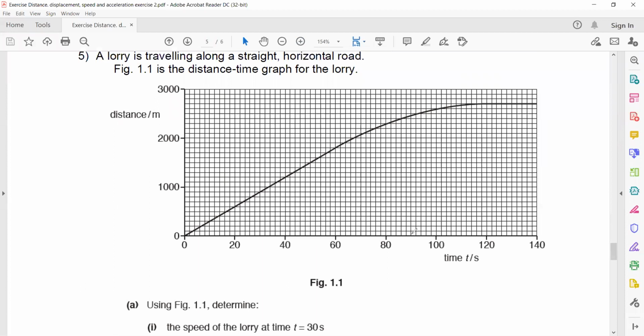If they ask for speed at 90 seconds, and it's a curve, you have to draw a tangent, like you used to do to calculate acceleration from a speed-time graph. But normally, they do not ask for this. That's why we are not going into detail. But if they ask, then you have to draw a tangent at 90 seconds and find the gradient, and that will be the speed.